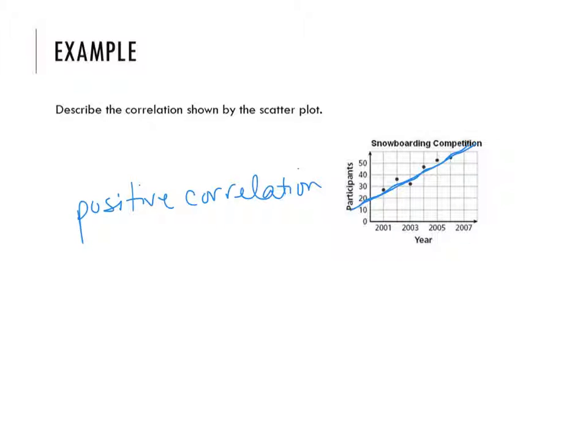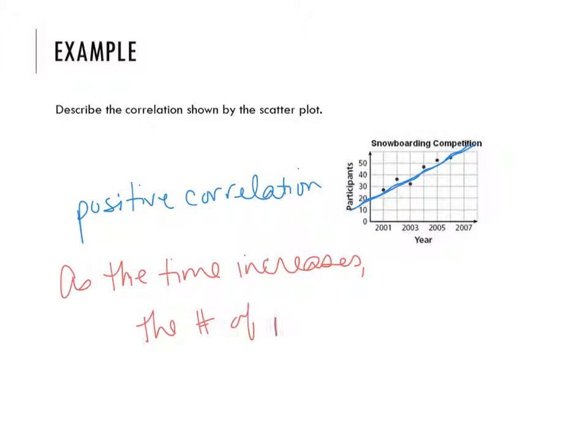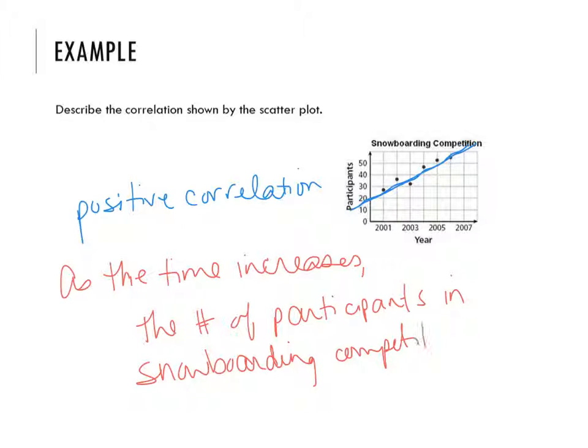To describe the correlation, we would say, as time increases, or as the years go by, the number of participants in snowboarding competitions increases. I do not just want you to say as X increases, Y increases. Specifically, as the time increases, because here we have time, or as the years increase, the number of participants in snowboarding competitions increases.